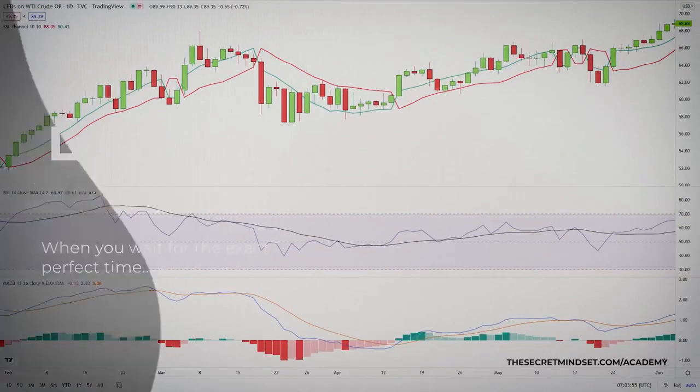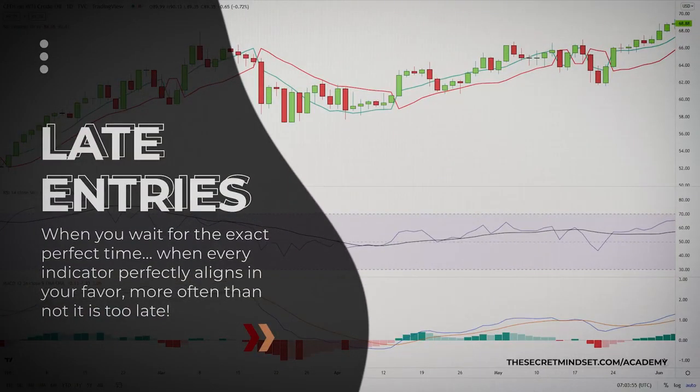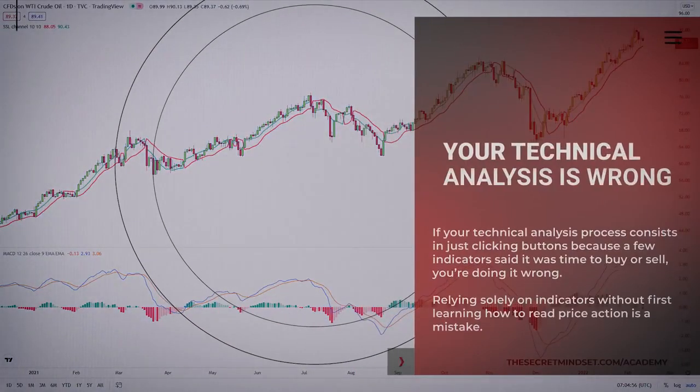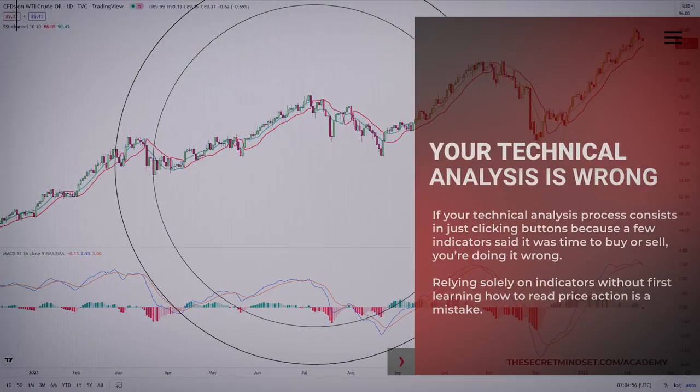When you wait for the exact perfect time, when every indicator perfectly aligns in your favor, more often than not, it's too late. If your technical analysis process consists in just clicking buttons because a few indicators said it was time to buy or sell, you're doing it wrong. Relying solely on indicators without first learning how to read price action is a major mistake.